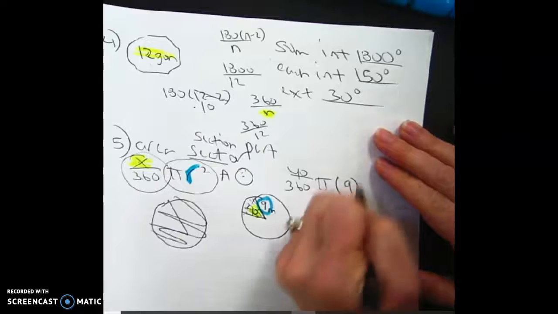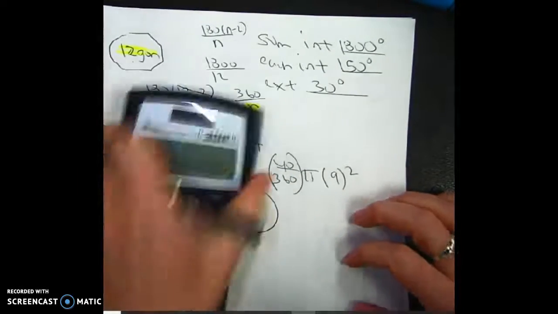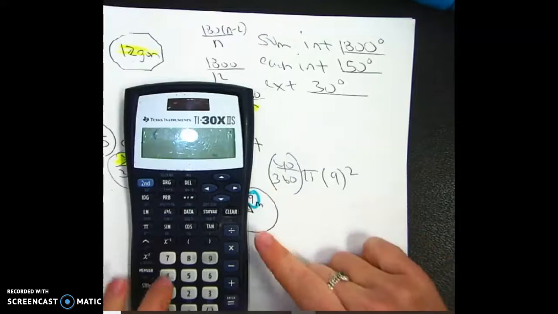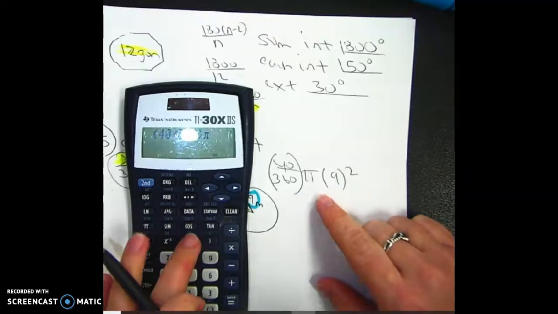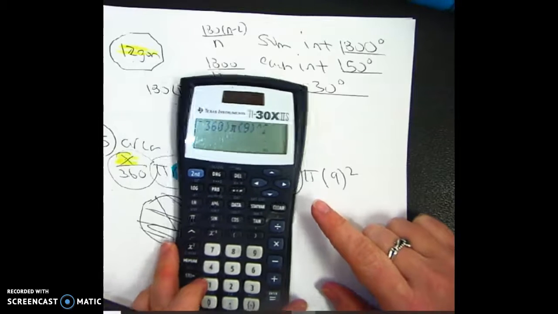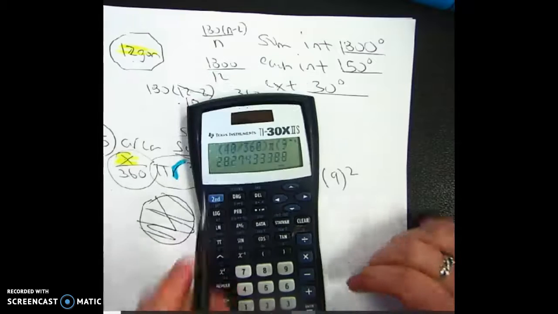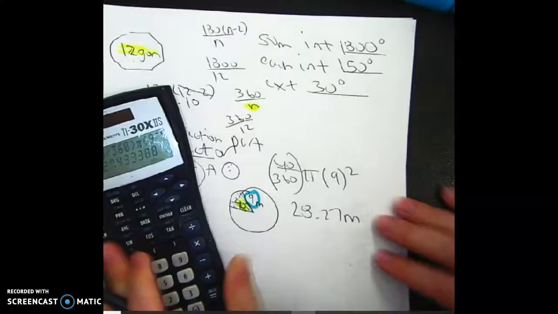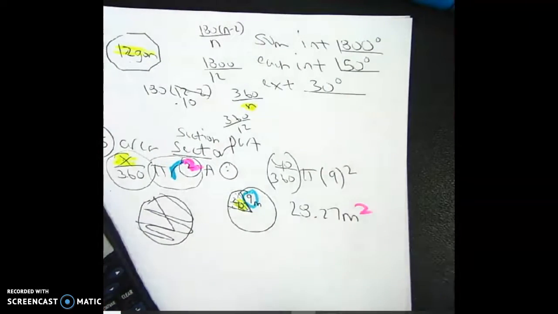pi times 9 squared. Now, if you're going to put this whole thing in the calculator, you need to put it in parentheses. 40 divided by 360, end parenthesis, pi, and then parenthesis, 9, end parenthesis, to the second power. Okay? So you want to make sure that's how you're doing it. You need to practice that and make sure you're good to go. And then I get 2827 meters. Area, since it's squared, whenever you see squared, that's squared. Okay?